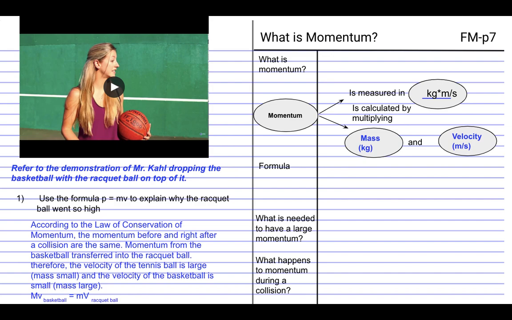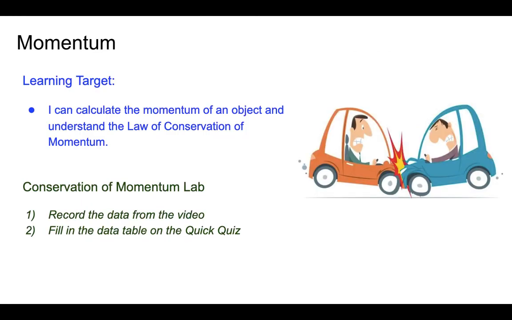It's calculated by multiplying mass and velocity. We talked about that formula and the little triangle for working the formulas. Again, to have a large momentum, you need a large mass and high velocity. And during a collision, that momentum is conserved, what we call the law of conservation of momentum. So that's what we've been striving for.